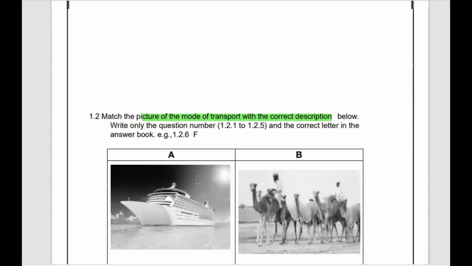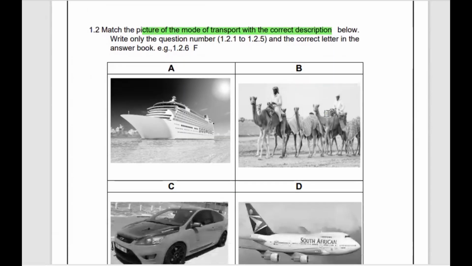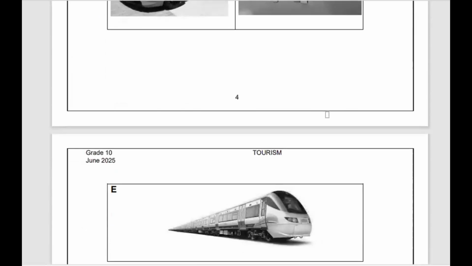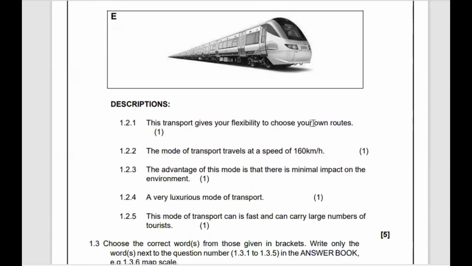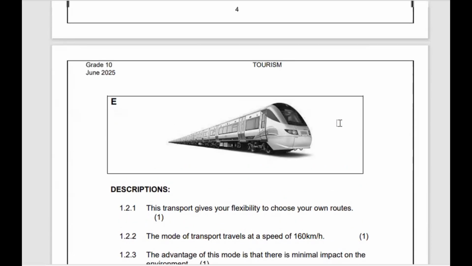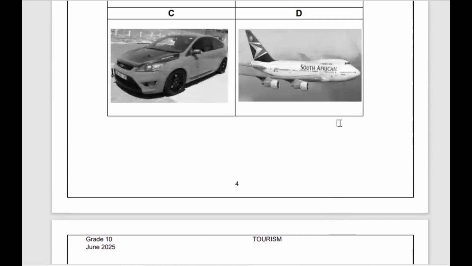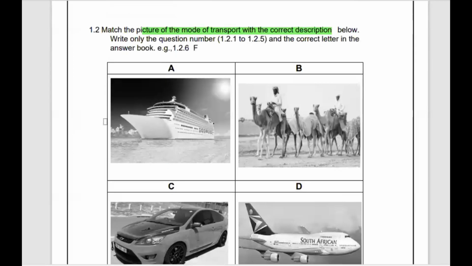So the question reads, match the picture of the mode of transport with the correct description below. So let's go to the descriptions themselves. The first description is looking for: this transport gives you flexibility to choose your own routes. When you're using this particular transport, you have the flexibility of choosing your own routes. If you look at A, it won't be a suitable option for us simply because cruise liners operate according to a particular route. So they won't be applicable.